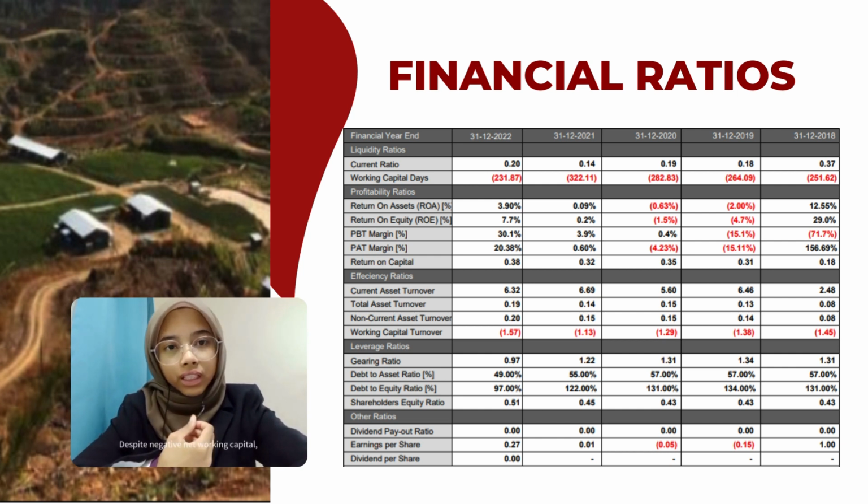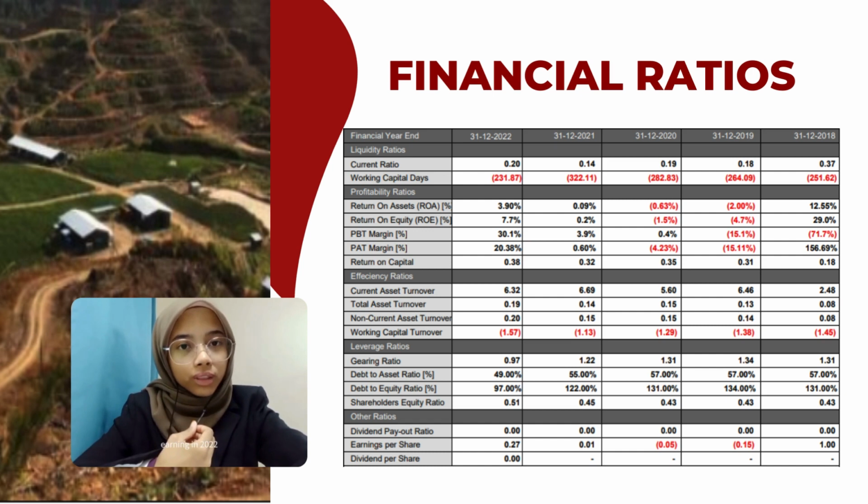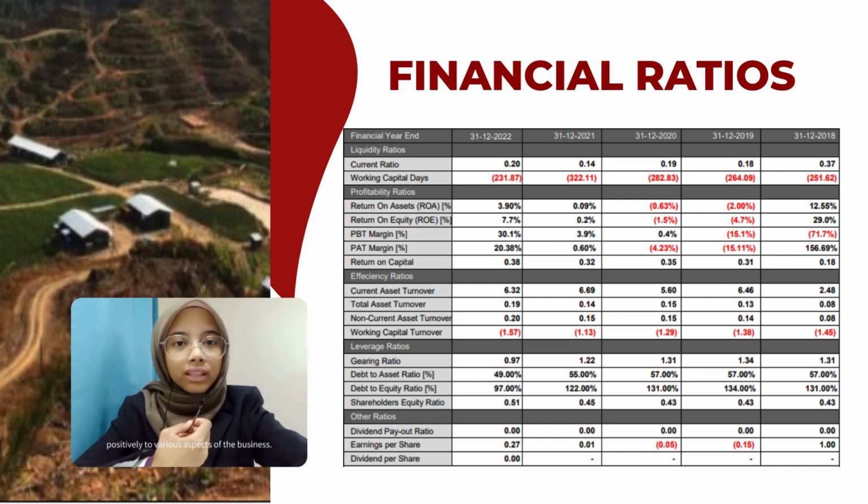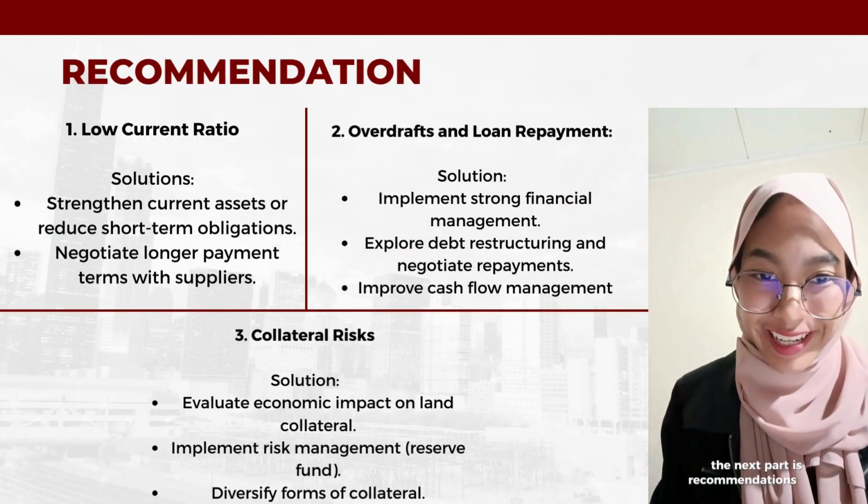Despite negative net working capital, the company's profitability compensates, enabling it to maintain operations. The surge in palm oil exports earnings in 2022 contributes positively to various aspects of the business. This is it for me. Thank you for listening. Now the recommendations.